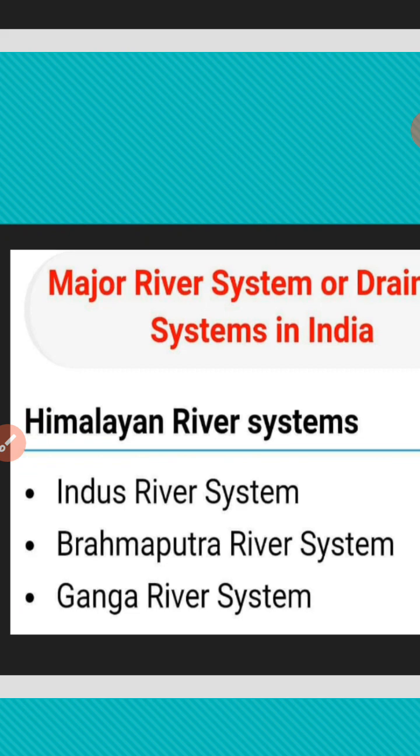The major river systems or drainage systems of India are already known: Himalayan and peninsular. The Himalayan river system is again divided into three parts: Indus river system, Brahmaputra river system, and Ganga river system.